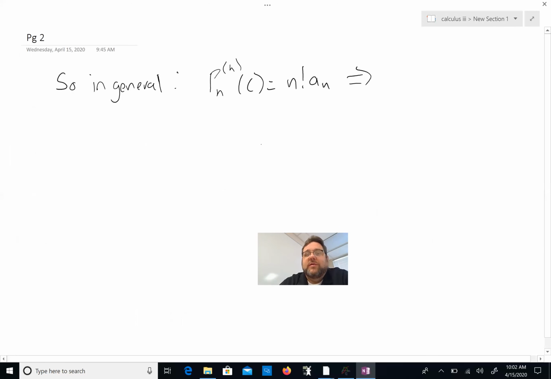So page 2. In general, we have this. Well, what does this mean? Let's think about this. Our goal was to write a polynomial that agreed with the derivatives of a function at values of C. Well, therefore, the values of my derivatives at C for the polynomial will be that.